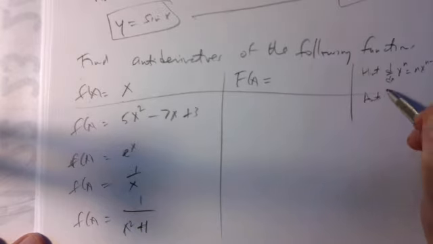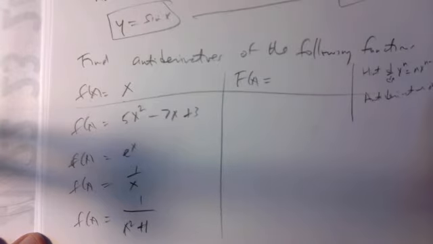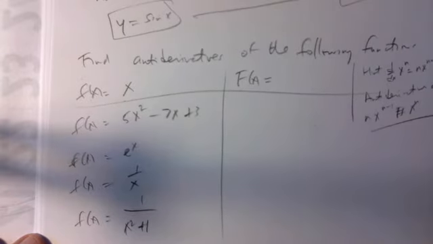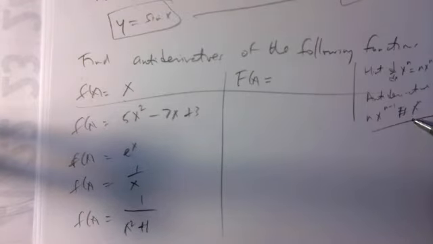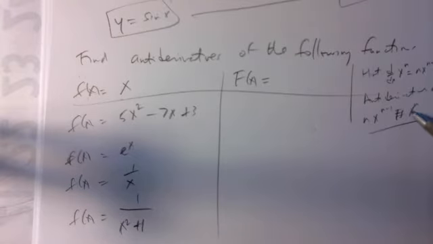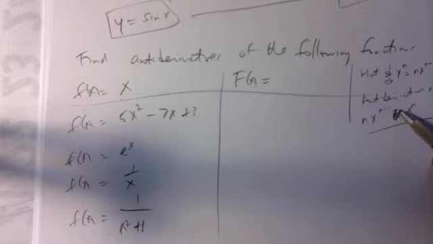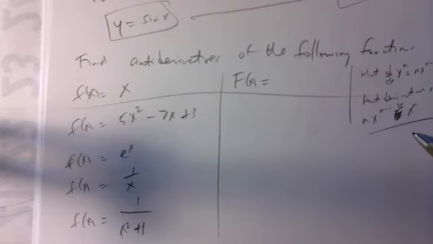So for antiderivatives, the antiderivative of nx to the n minus 1 is x to the n. Now, we want an antiderivative. We want a function where the derivative of x to the n is nx to the n minus 1. So the antiderivative of nx to the n minus 1 is x to the n.